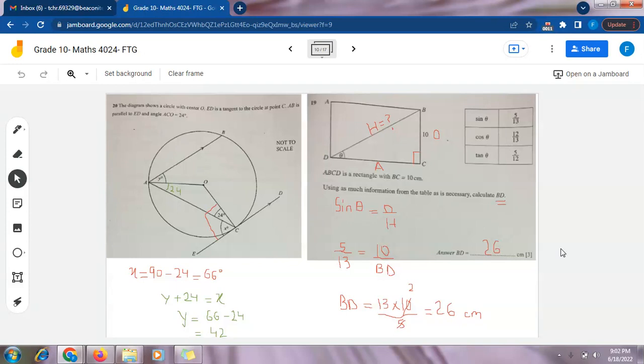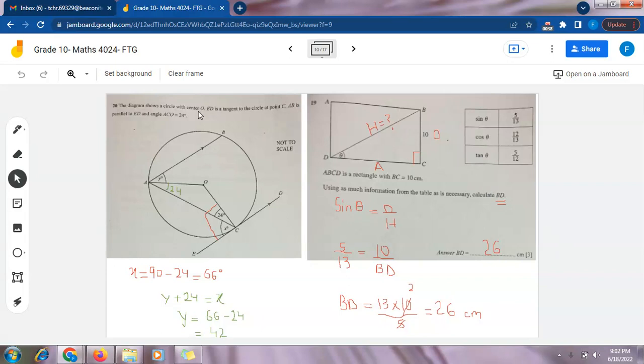Grade 10 students, as you know, in the previous video we solved some questions from EOY paper 1. In this video we'll be looking at two more questions from paper 1 EOY. The first question is related to circle properties and the second question is related to basic trigonometry. Since this is paper 1, calculator is not allowed. We have to do the working without a calculator. So let's look at the solution of the first question.